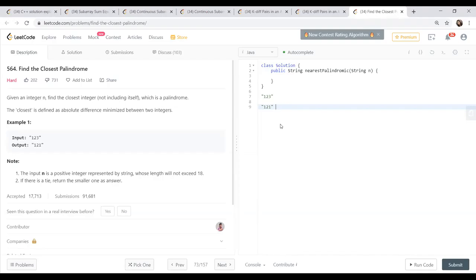Anybody has any approach for this? Anyone tried? I tried this question. I didn't code it, but I had an approach. We don't have any approach yet, so it would be very helpful if you can share your approach.